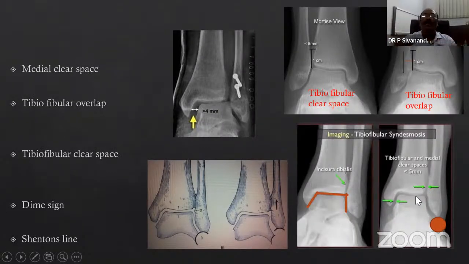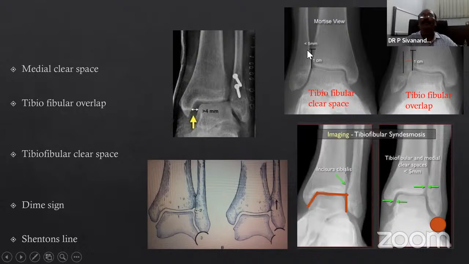Then what are the things you have to see in those X-rays? The first thing is the medial clear space. If it is more than 4 mm, the syndesmosis is ruptured, and you can see the talus is already translated laterally. Then another one is the tibiofibular clear space. Here it is measured 1 centimeter above the ankle joint.